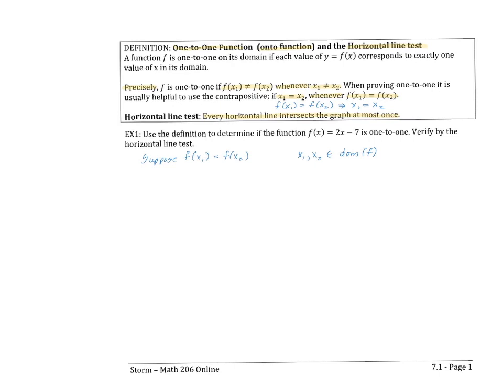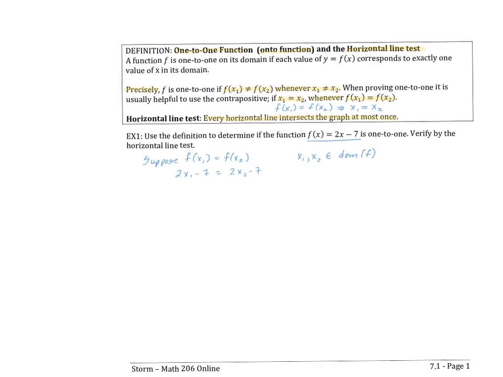So we're going to go ahead and rewrite f of x sub 1 with the definition here of our function. So this becomes 2 times x sub 1 minus 7, and then our f of x sub 2 becomes 2 times x sub 2 minus 7. Okay? So algebraically, we have this equation. We can add 7 to both sides to get 2 x sub 1 is equal to 2 x sub 2. And then dividing both sides by 2, I have x sub 1 is equal to x sub 2.